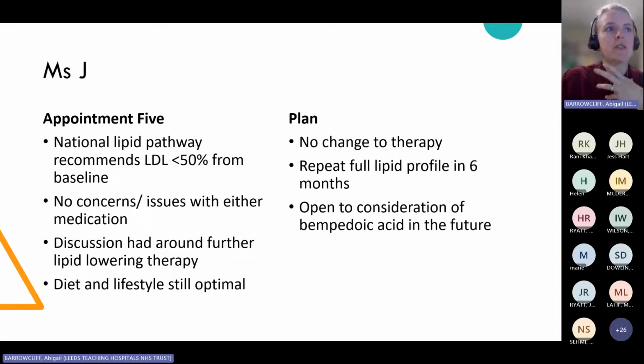So we discussed whether Ms. J was interested in further lipid-lowering therapy, and we also delved a bit further into how she was managing with her diet and lifestyle. So she has no issues around lifestyle. She had a good diet, and she was not interested in adding any further oral therapies at this point, but did remain open to it in future. At this point, if LDL was to rise or if she changed her mind, then that's when we could consider adding in bempedoic acid.